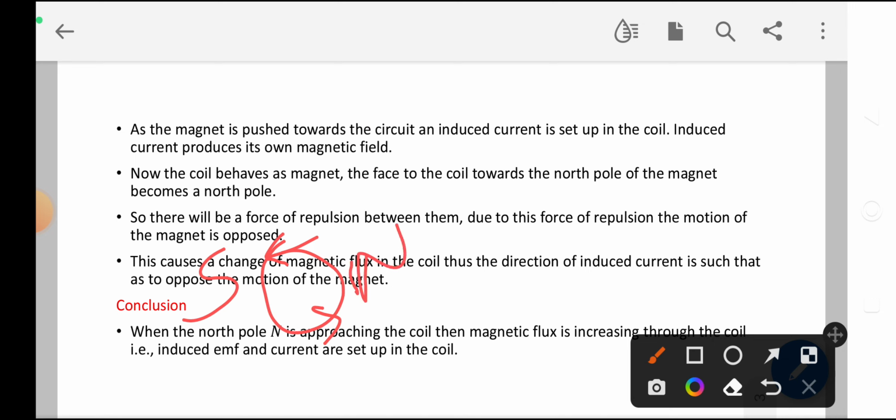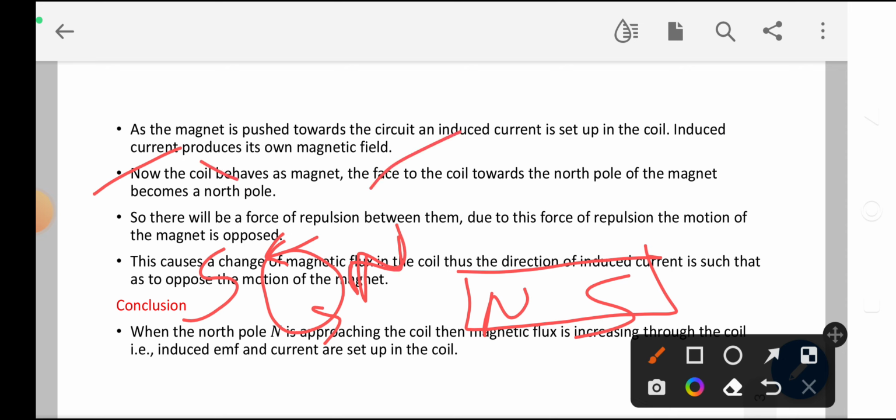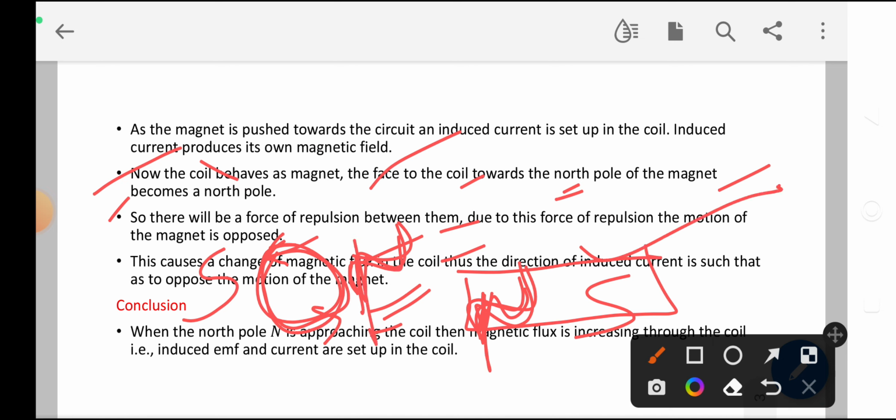Why? Because the north pole is a face towards the bar magnet. It is a bar magnet having north and south, and now the coil behaves as a magnet. The face means this side, the face of the coil towards the north pole of the magnet. The north pole of the magnet makes it a north pole. So this is the north pole of the coil. If it is the north pole of the coil, this side is the south pole of the coil. Okay.